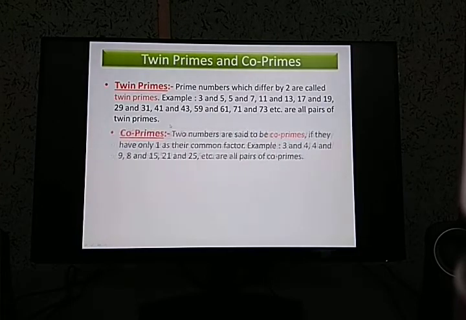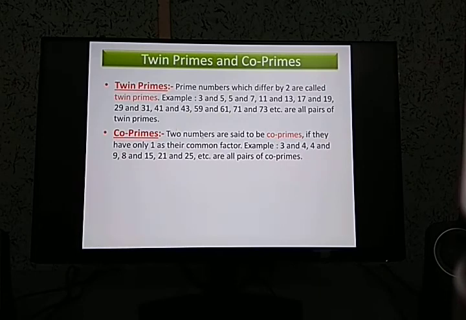Clear? Then what are co-primes? Those numbers are called co-primes, or two numbers are called co-primes if they have only 1 as their common factor. Say we are given some pairs of numbers. Then if their common factor is only 1, then we can say that they are co-primes.